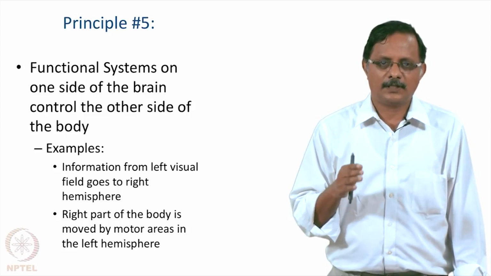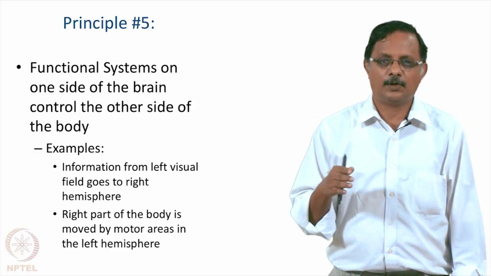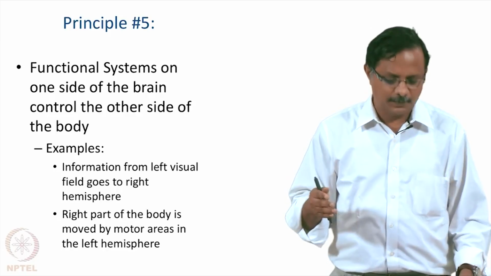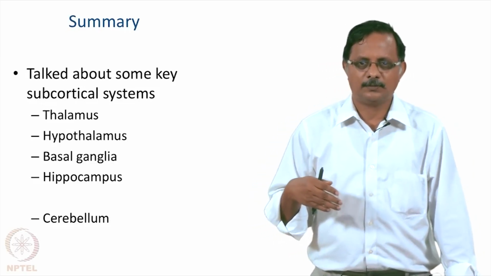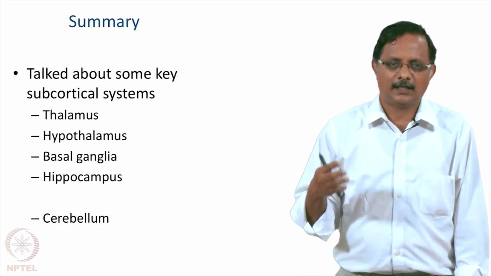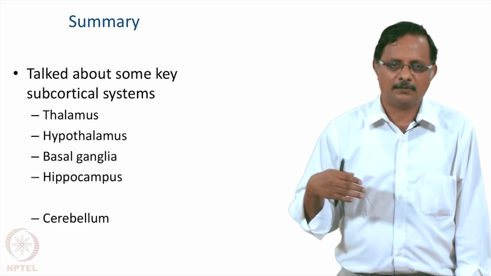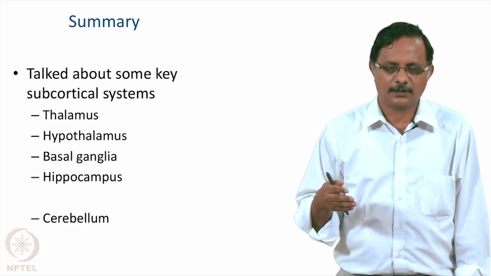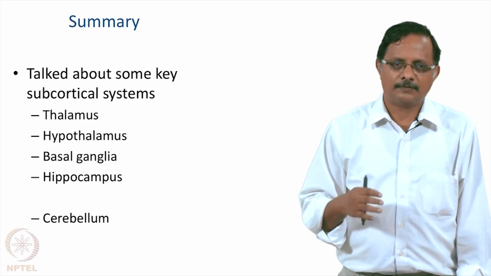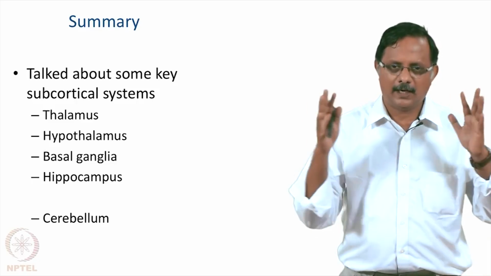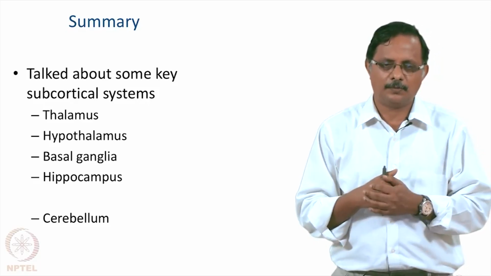So, information from, for example, the left visual field goes to the right hemisphere, and the right part of the body is moved by motor areas in the left hemisphere. So, in summary, in this segment we talked about some of the key subcortical systems like thalamus, hypothalamus, basal ganglia and hippocampus. We also talked about cerebellum, although it is not a subcortical structure, right. And we also tried to put all the brain components that we have discussed in this lecture into one grand framework, and we also mentioned that it is an oversimplified picture and the real brain is a lot more complicated.